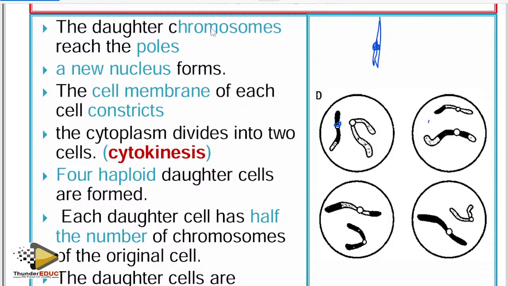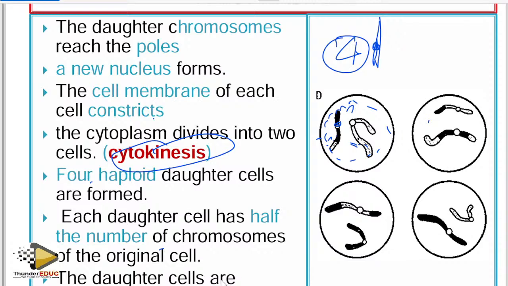So the daughter chromosomes reach the poles, and the new nucleus reforms, meaning the nucleus is going to start to form. You understand? The cell membrane of each cell constricts. We call it cytokinesis. The 4 haploid daughter cells are formed. Each daughter cell has half the chromosome number of the parent. Remember, we started with 4 chromosomes, but now here I have 2.